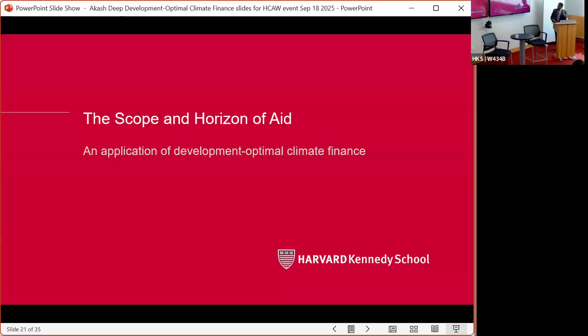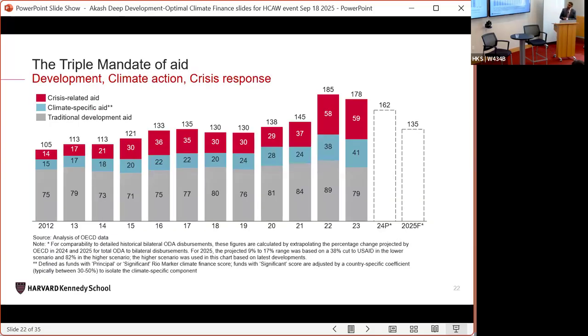And talking about mandates, the third example of this is looking at bilateral aid over the past decade or so. This is a separate stream of work, and it is going to appear in a journal in the next few days and in print next month. What you're looking at here is bilateral aid in billions of dollars over these 12 years. What I want you to notice is the gray zone shows you traditional development aid. The total aid has grown quite a bit from where it was a dozen years ago. But almost all of it has been consumed by this blue zone, which is climate-specific aid, and that red zone, which is crisis-related aid.